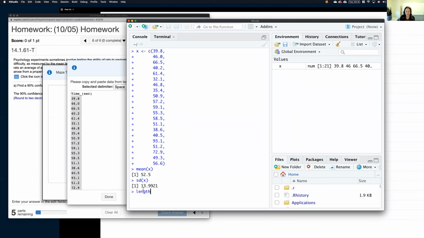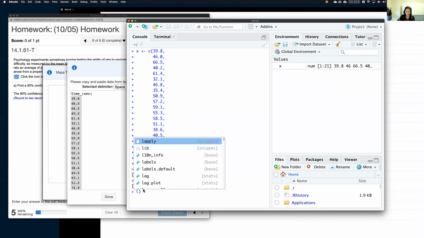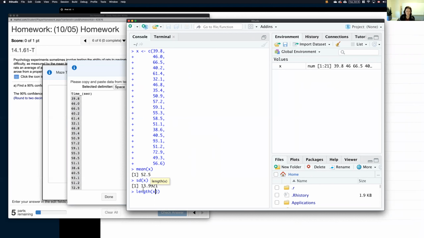But in R, you can ask it for the length. You can ask it for the length, okay? And it will spit out 21 to tell you that there's 21 numbers in the list. So you can use all of those numbers. And again, try not to round them so that we don't get any sort of rounding error.